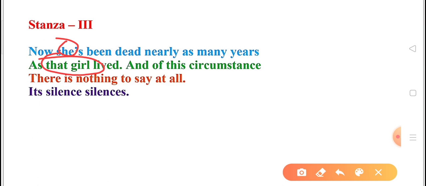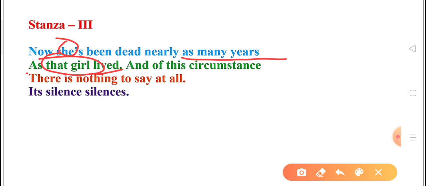So she has been dead. Now she is no more. The poet's mother is now no more in this world. She is dead. But when did she die? How long back did she die? She says nearly as many years as that girl is dead. Shirley Tolson doesn't give us the exact date or the duration.